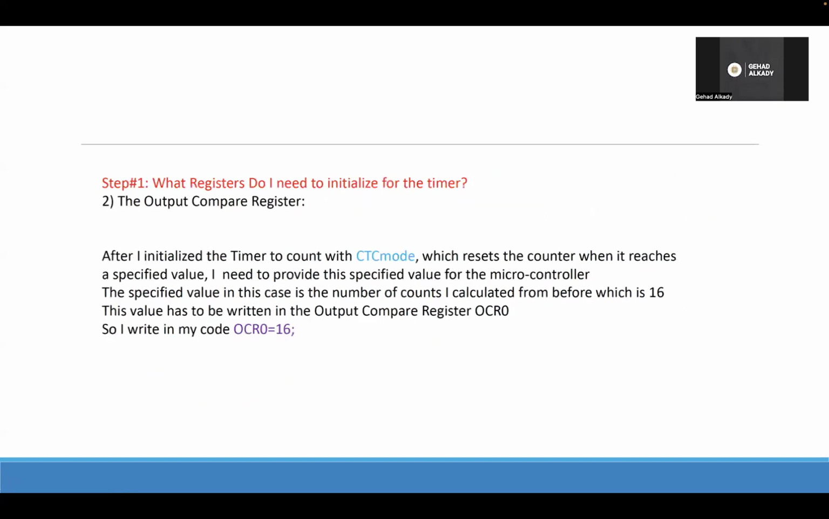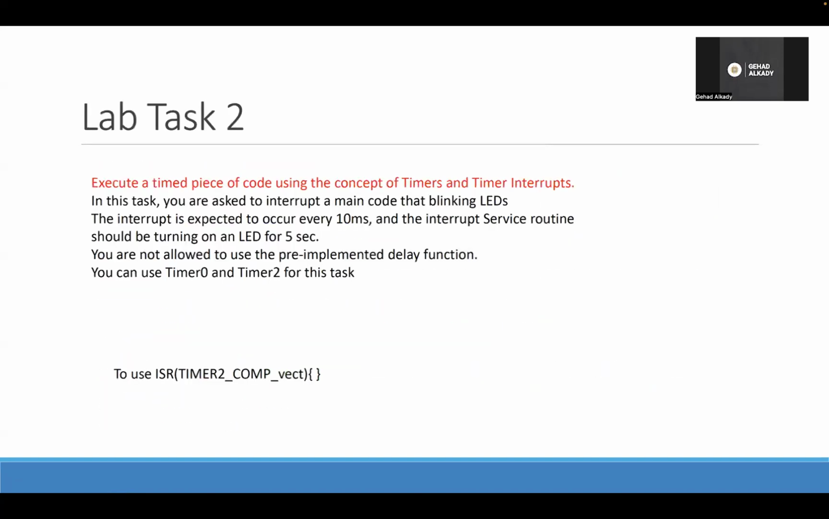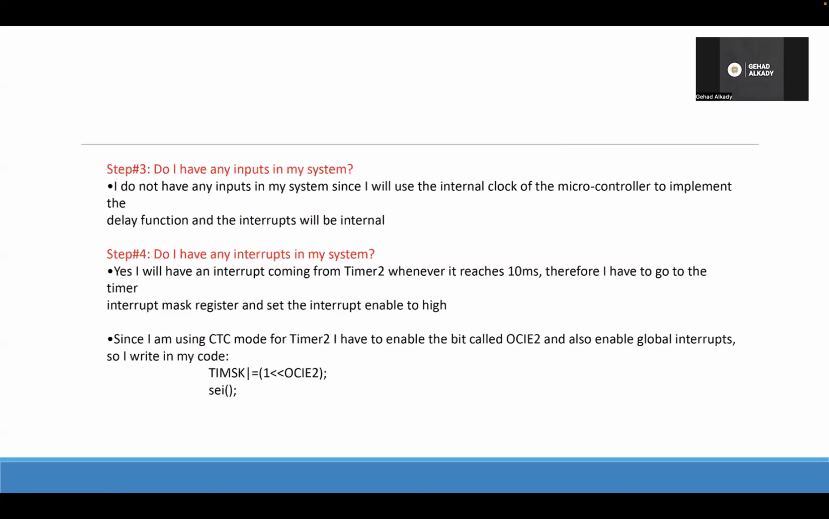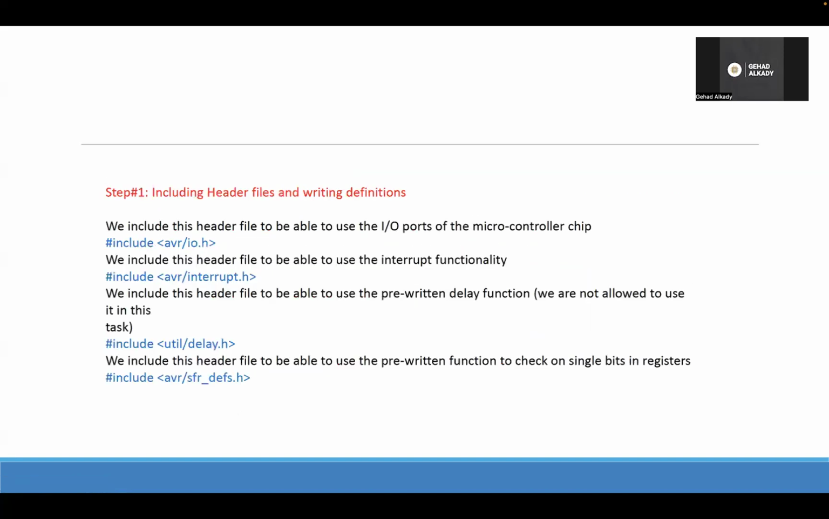So if we go back to the code, here we choose the CTC mode for this timer, and at the same time we enabled the bit OCIE2, which I showed you in the register, and we put a value of 1 in this register, and also we enabled the global interrupts. These are all the header files that we need. I explained them.